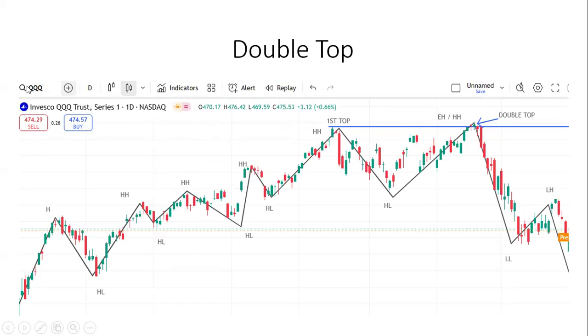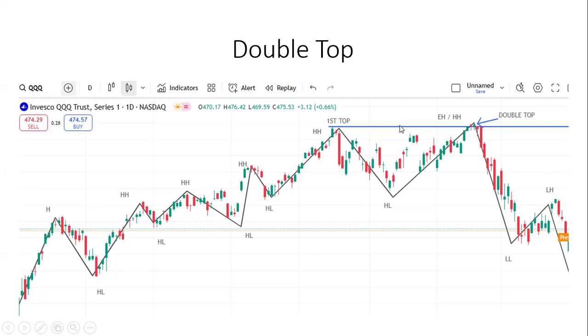So here is the chart of Triple Q. Triple Q was in an uptrend for a while, following the higher high, higher low, higher high, higher low pattern of an uptrend. It made a first top, then gave a retracement or pullback. From there, it went on to make the second top, which is called a double top. After the double top, it reversed, and this uptrend got converted to a short downtrend.